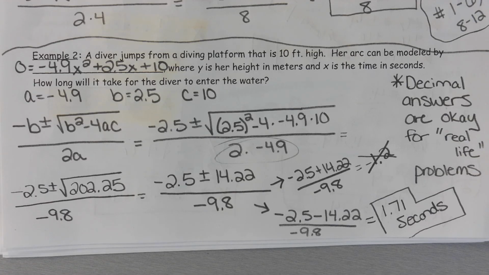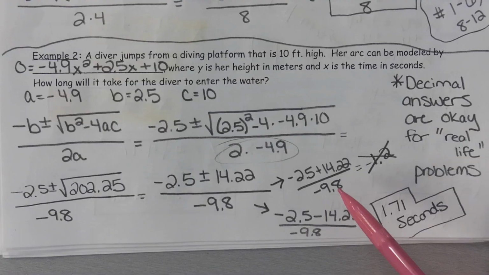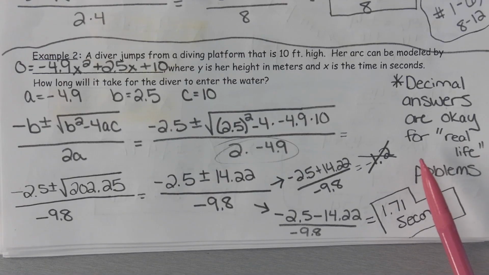Oh, you need the negative 2.5. You have a positive. There it is. Okay. All right, so this answer we take, usually one of these will be like a time travel situation and it won't make sense. So we cross that one out. So again, real life situations, decimals are okay. Also, typically there will be one that makes no sense. Not always, but sometimes.